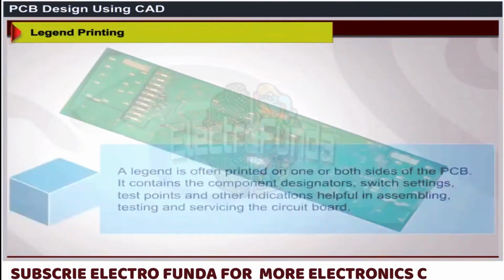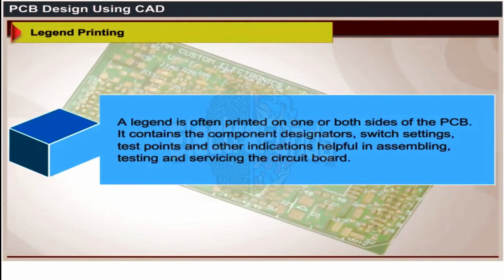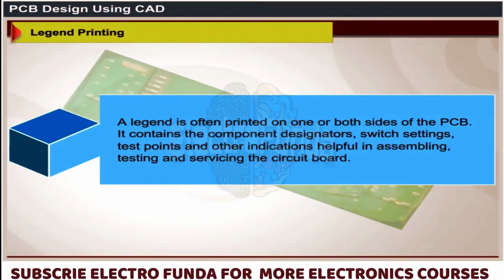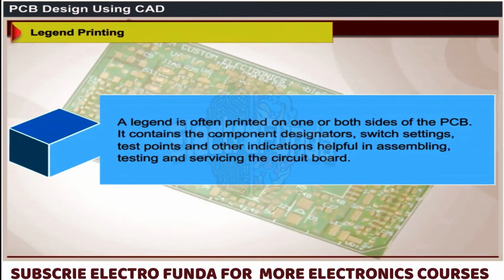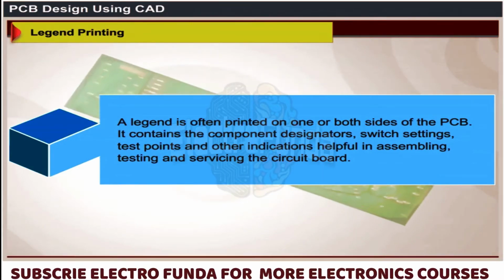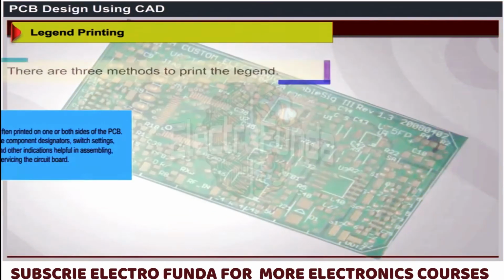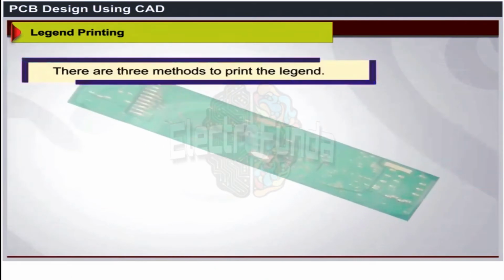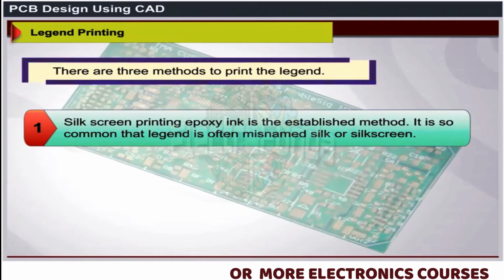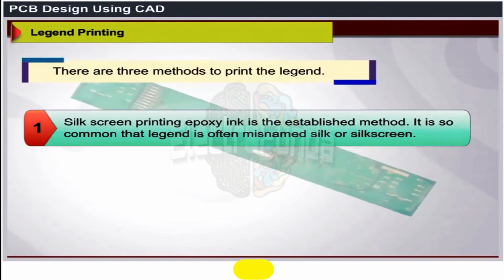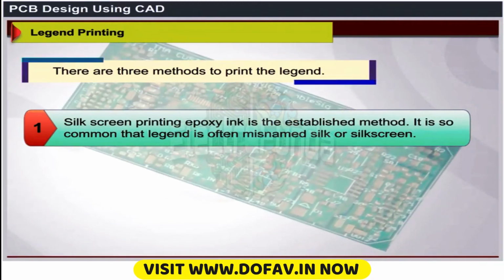Legend printing. A legend is often printed on one or both sides of the PCB. It contains the component designators, switch settings, test points, and other indications helpful in assembling, testing, and servicing the circuit board. There are three methods to print the legend. Silk screen printing epoxy ink was the established method. It was so common that legend is often misnamed silk or silk screen.